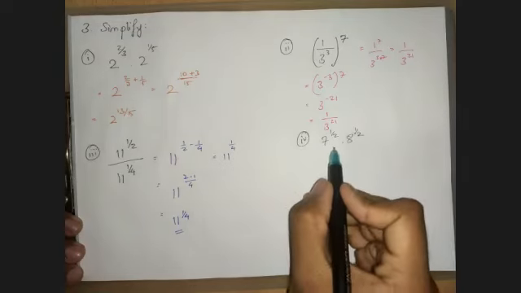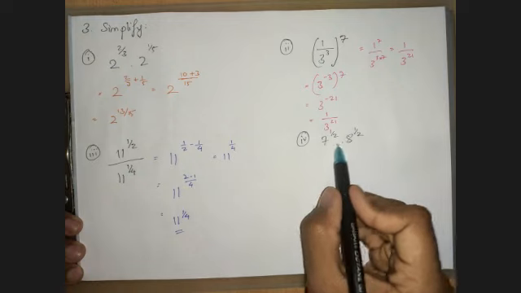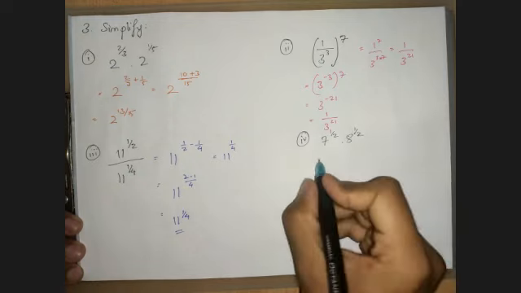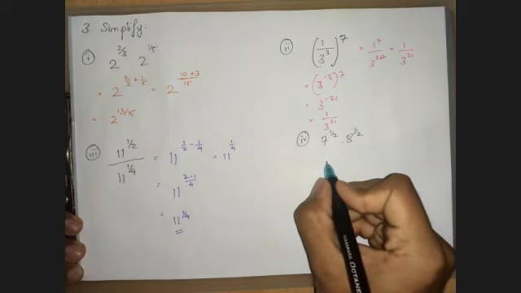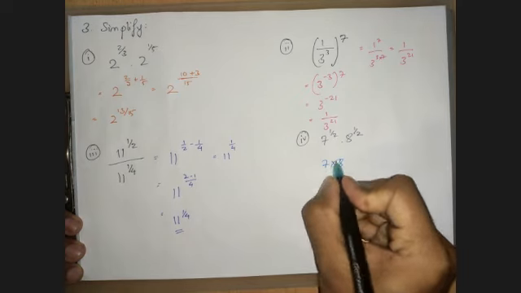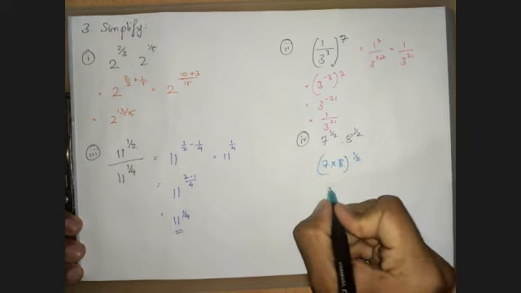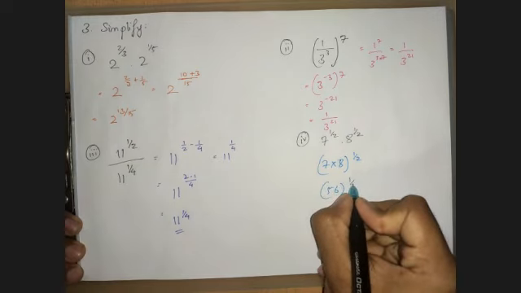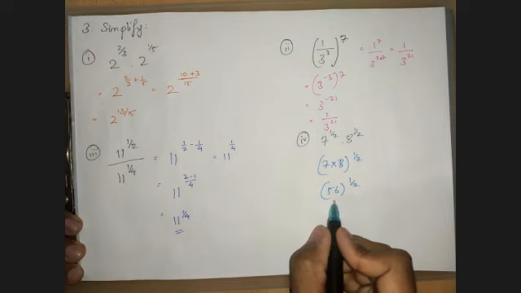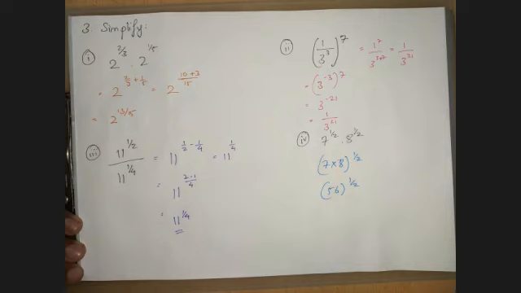Let us go to the next problem. It is 7 power 1 by 2 into 8 power 1 by 2. If I look here, the bases are different, but the exponents are same. When the exponents are same, I can multiply the bases. So it is 7 into 8 whole power 1 by 2. So 7 8s are 56. 56 whole power 1 by 2. 56 is not a perfect square, so I can leave it like this.